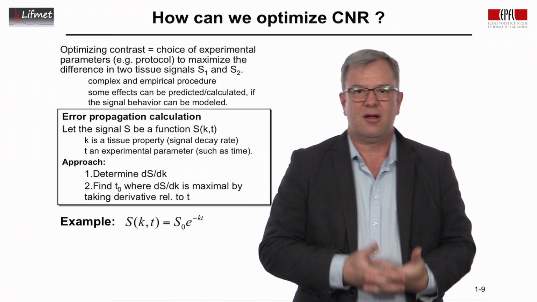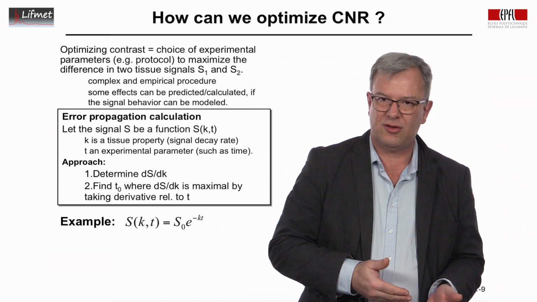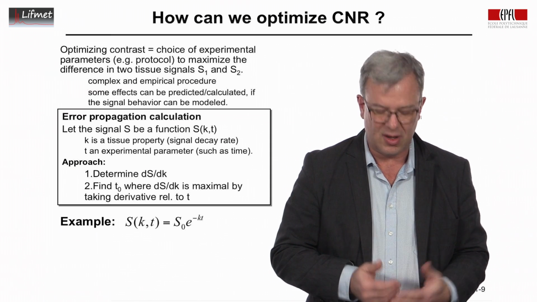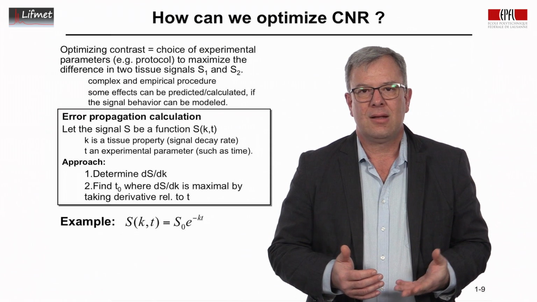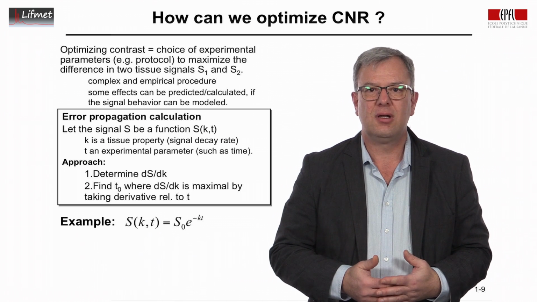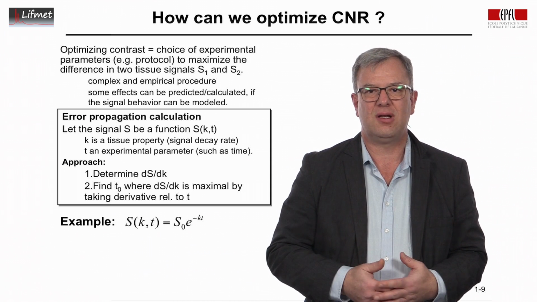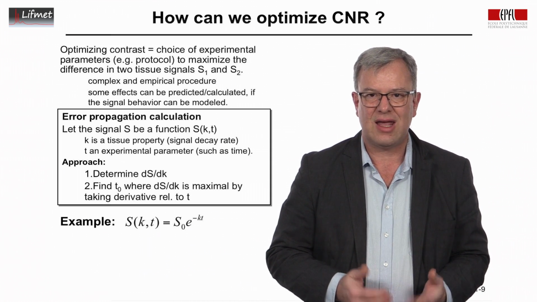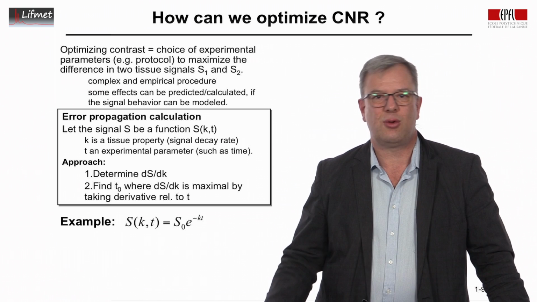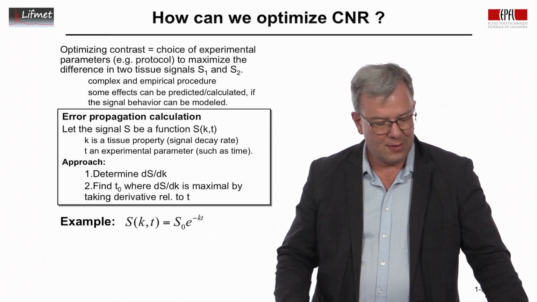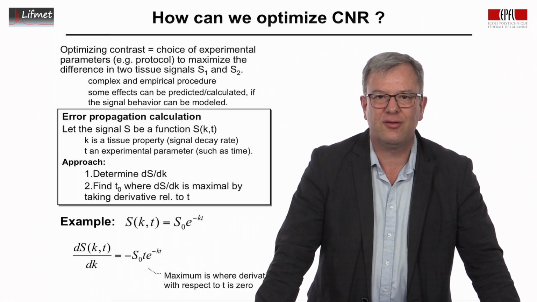So let's take an example here. It's actually a fairly ubiquitous function, and we'll say our signal as a function of tissue parameter k and experimental parameter t is given by S0, a constant, times e to the minus kt. That's a very simple model. So where is this signal maximally dependent on changes in k, where do they produce the biggest changes in signal? We can already look at this function and think about it. But let's just go ahead here, and we'll take the derivative of the signal with respect to k.